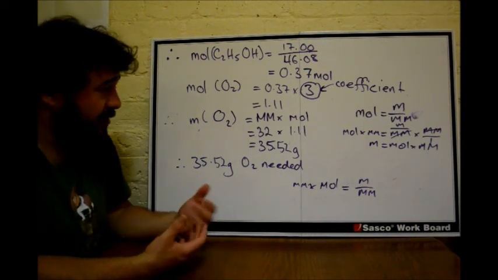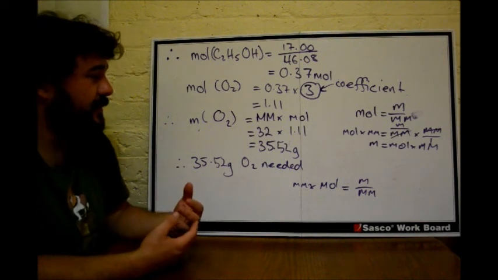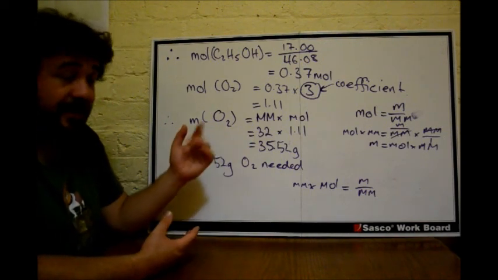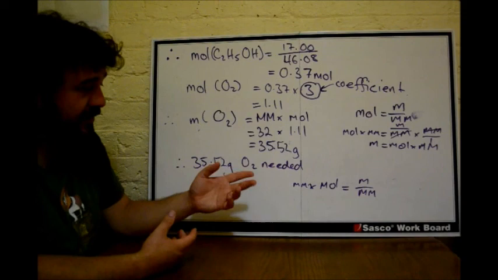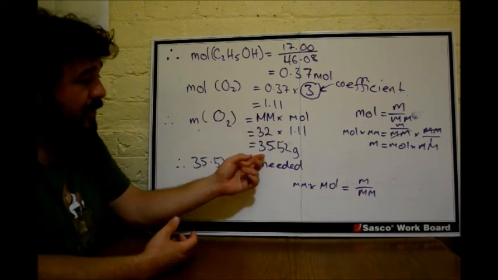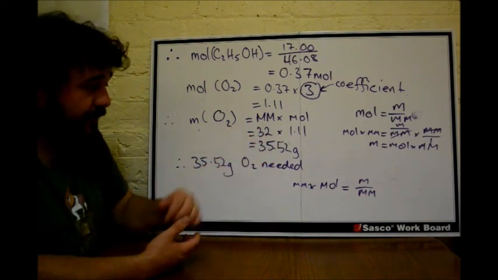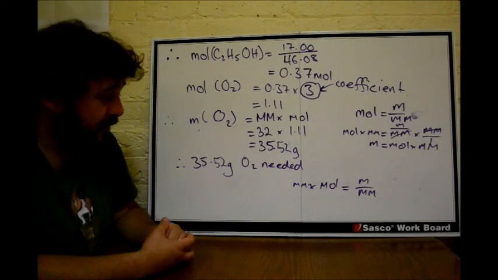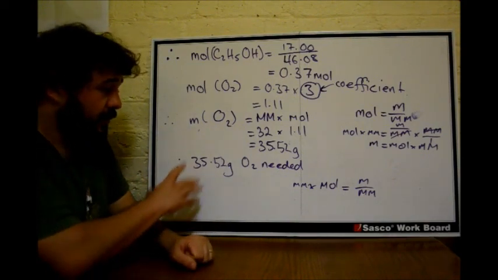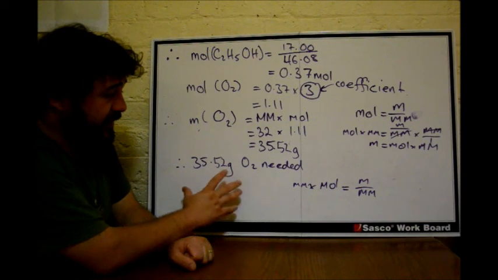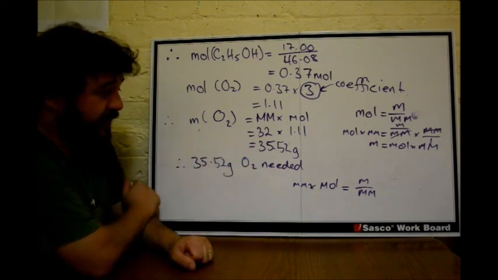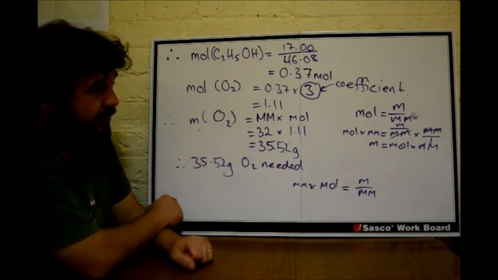So work out how much oxygen we need. The molar mass of oxygen as a gas is 32, 16 times 2, times 1.1. We need 35.52 grams. Okay, so therefore the amount of oxygen needed for it to go to completion is 35.52 grams. So that's our first step.